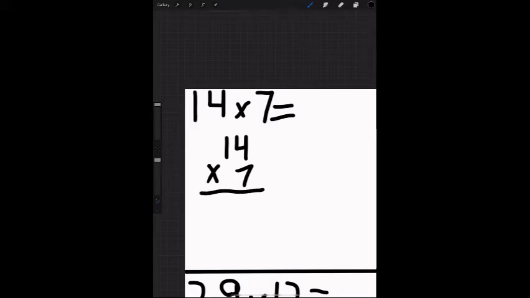Let me just redo that. So 4 times 7 equals 28. 7 times 1 equals 7, plus 2 equals 9. So your first answer should be 98.